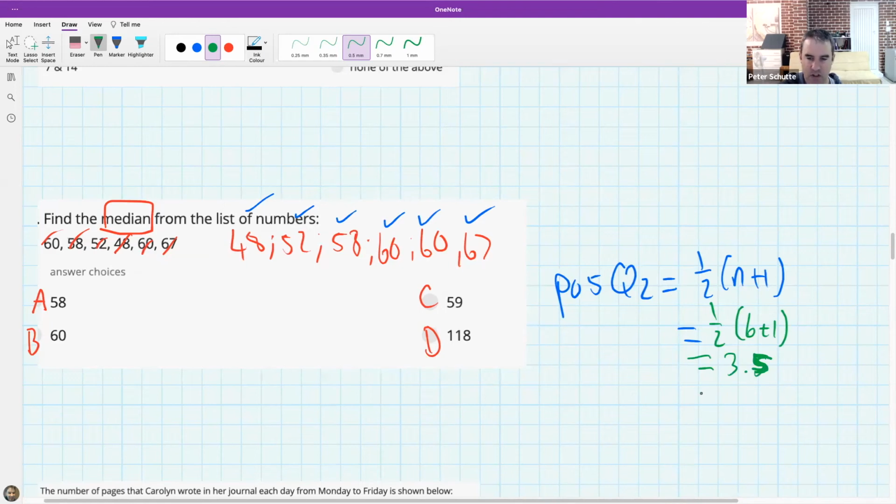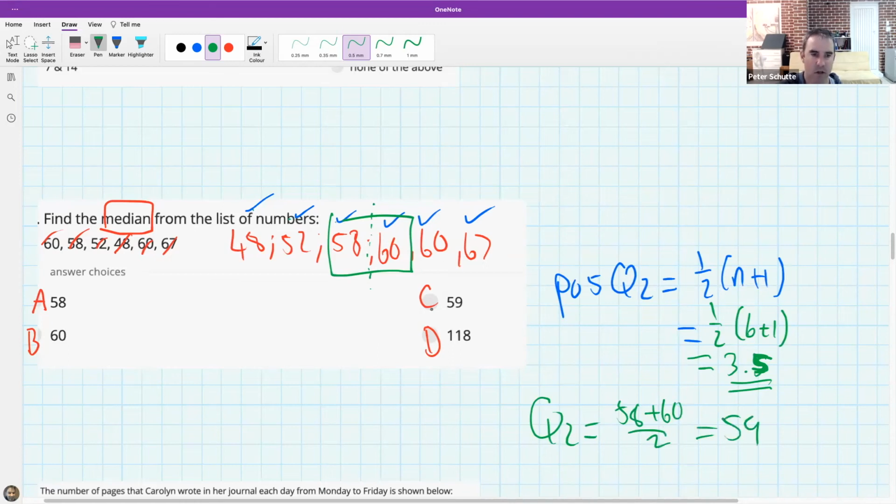So if it's in position 3.5, what value is it going to have? Let's count. 1, 2, 3. So it's going to be here, which means I'm going to have to average out those two. And so the value of my median is going to be 59, which is C.